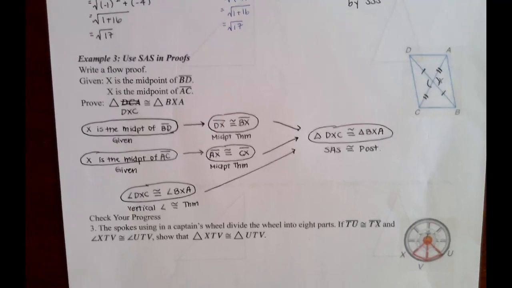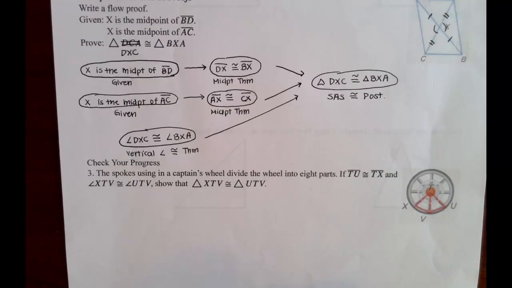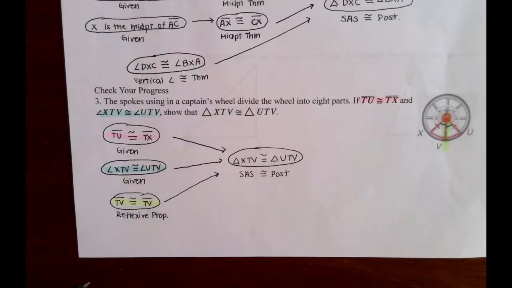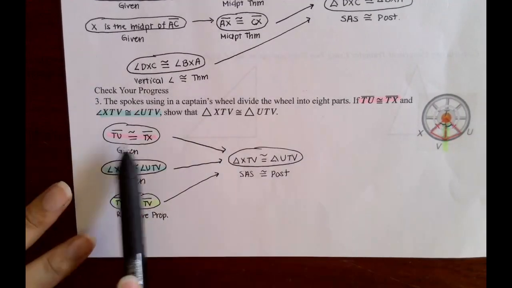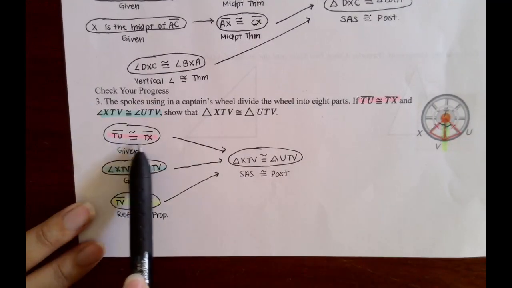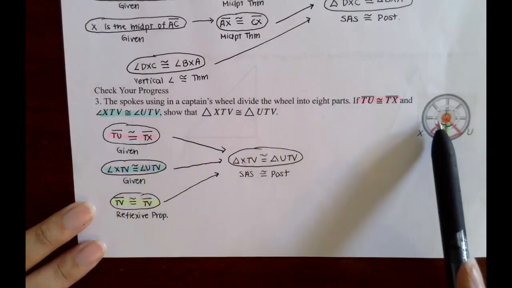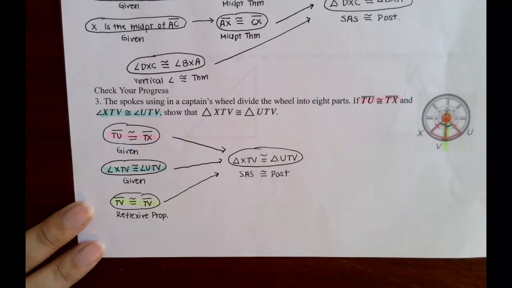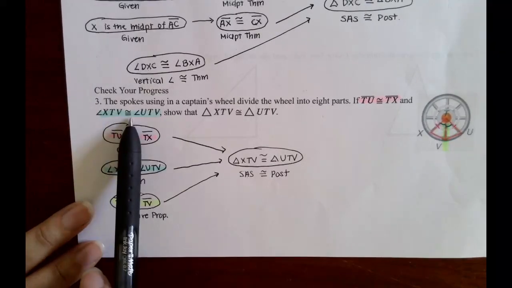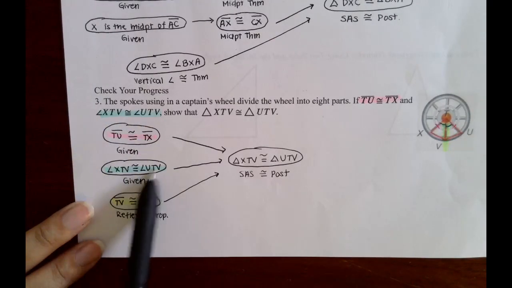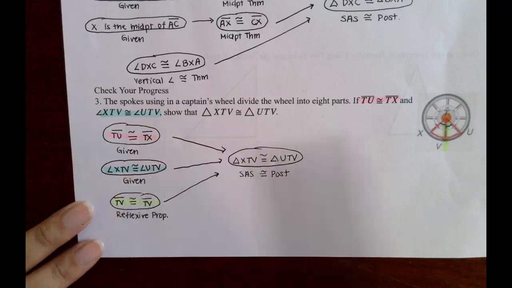Okay, so why don't you try CYP3, and then when you're done, come check your answer. Okay, so this is what you should have gotten. So segment TU is congruent to segment TX. That was given to me, and then I also marked it in my picture. Okay. Angle XTV is congruent to angle UTV. That was also given to me. Okay, I marked it in my picture here.